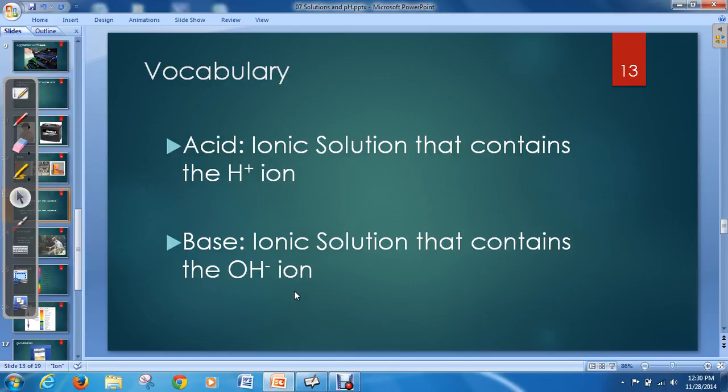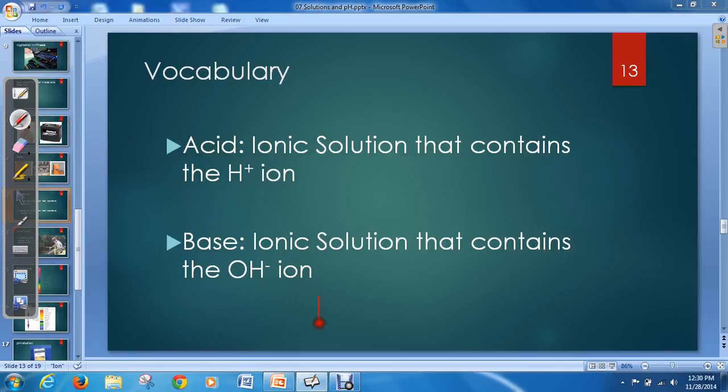So you've probably heard of acids, maybe you've heard of bases. They're both solutions. They're both ionic, which means they have this charge property to them. But the acids have the H plus ion and the bases have the OH minus ion. Okay?